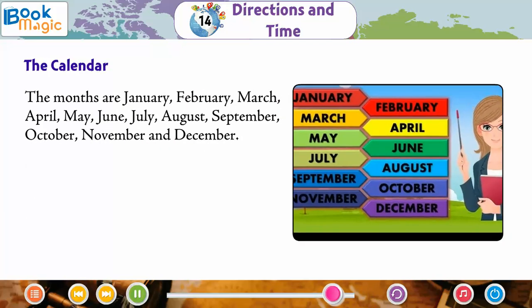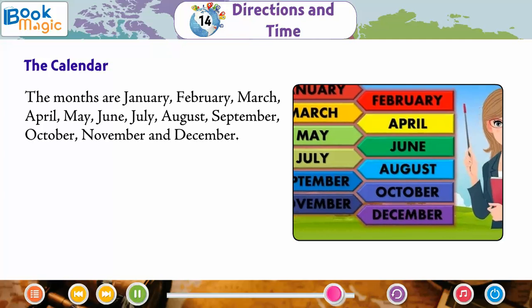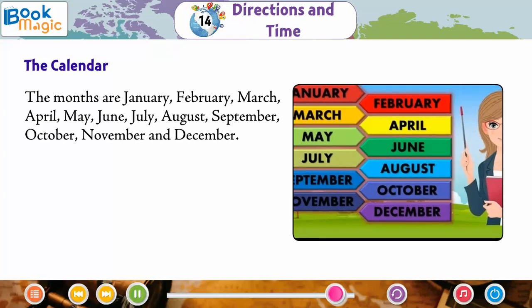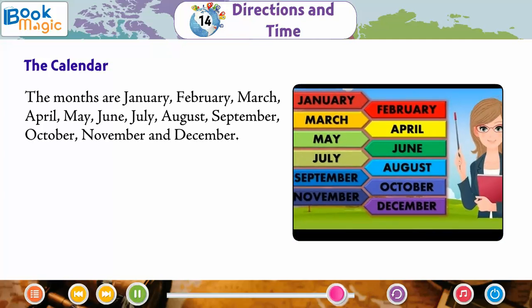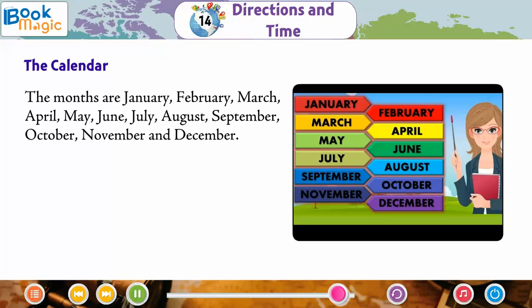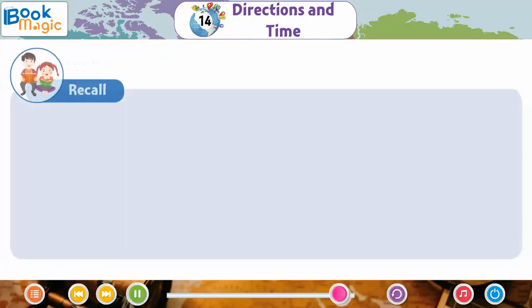The months are January, February, March, April, May, June, July, August, September, October, November and December.